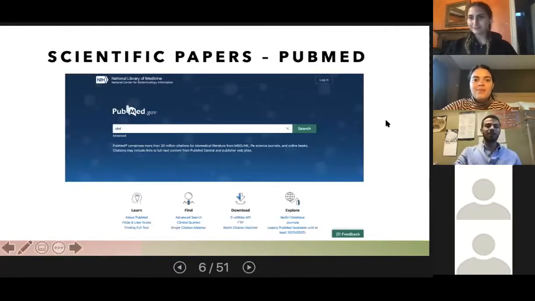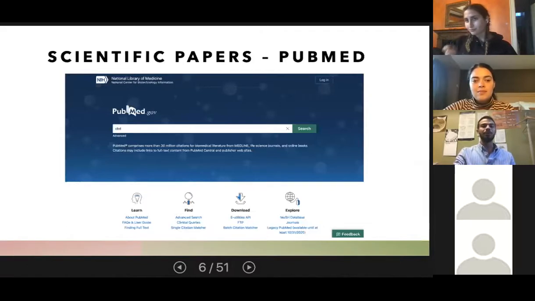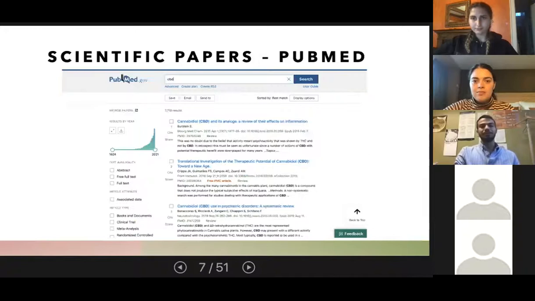So the first resource I'd like to talk about is Pubmed. This website is a collection of essentially all scientific papers published in a major peer-reviewed journal. So the way I've organized my slides is that each screenshot of a web page is 1 click away from the next. So here we see the main website, and I've typed in CBD in the search bar. And so just by going to the next slide, it's as if we were on Pubmed. I think it's a bit easier like this.